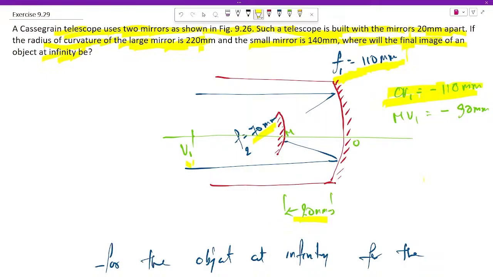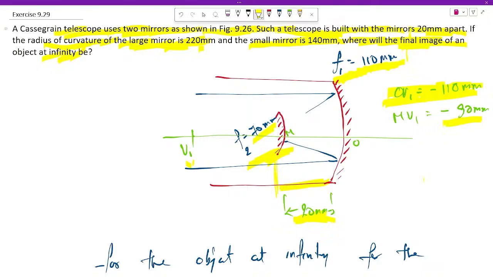Now this image is going to act as a virtual object for the second mirror. Since the second mirror is positioned 20 mm in front of the first mirror, the object position for this second mirror is going to be 110 minus 20, and with sign convention it is going to be equal to minus 90 mm. So for this second mirror, we have to calculate the position of the final image, that is V.